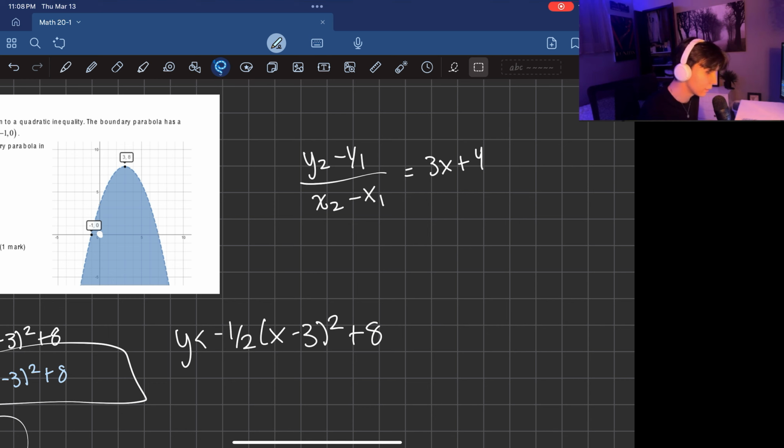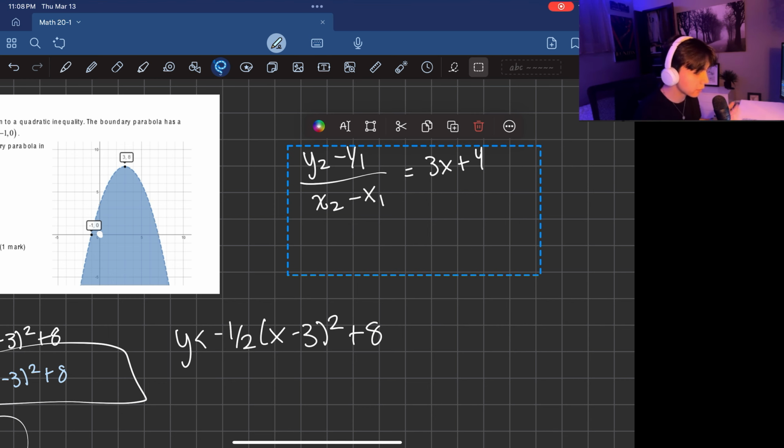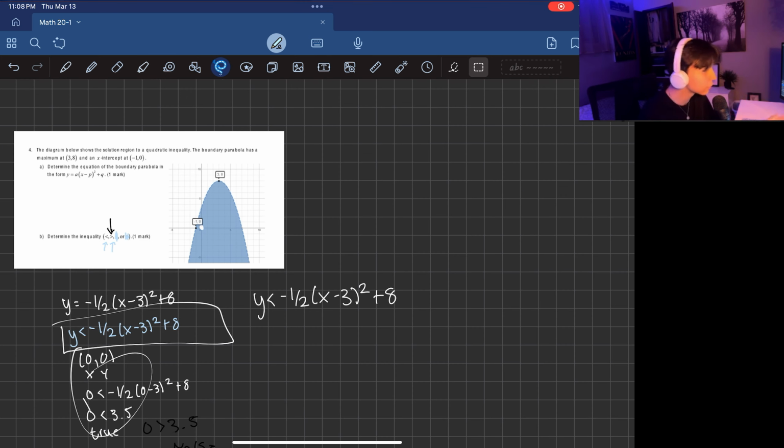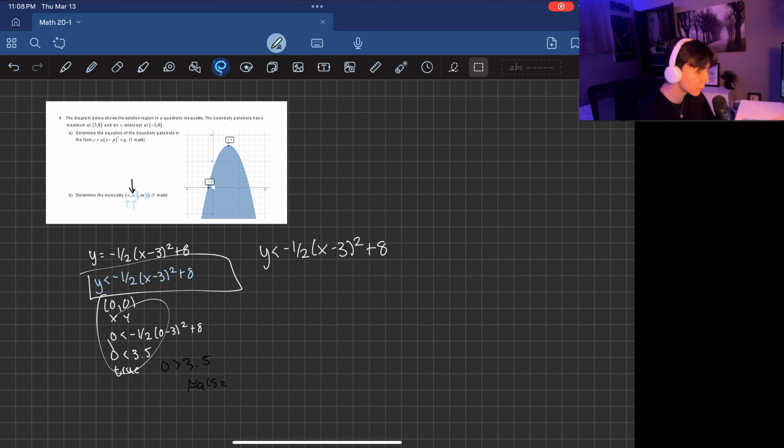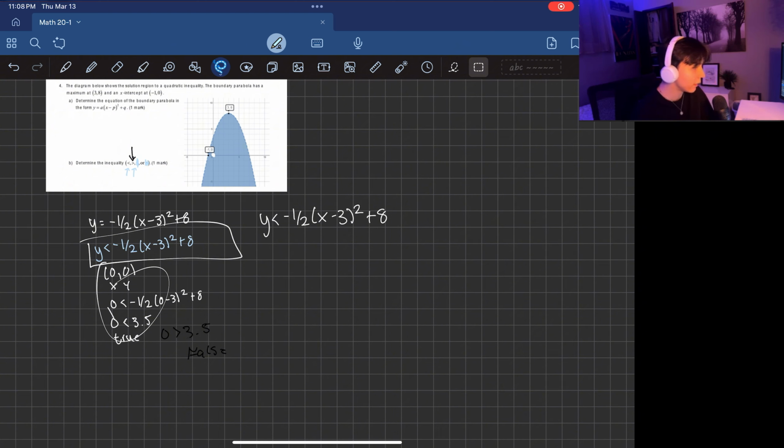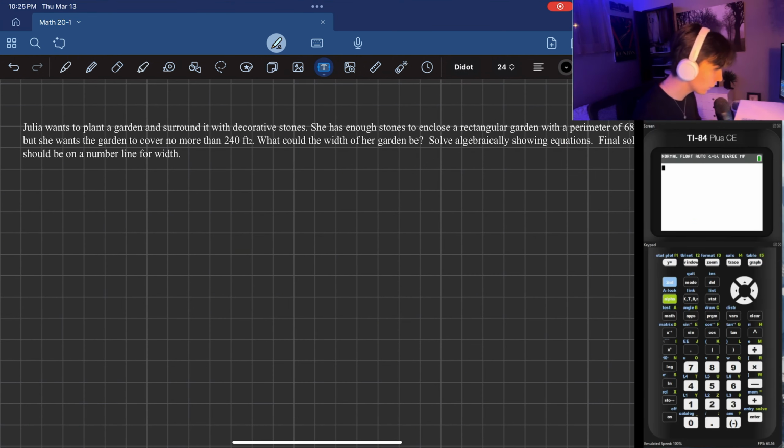So again, this might be a question you want to know how to do. So understand this, practice this, and review to make sure you know how to do this, and you guys should be doing just fine. All right, moving on. Now we're going to be doing our word problem here.